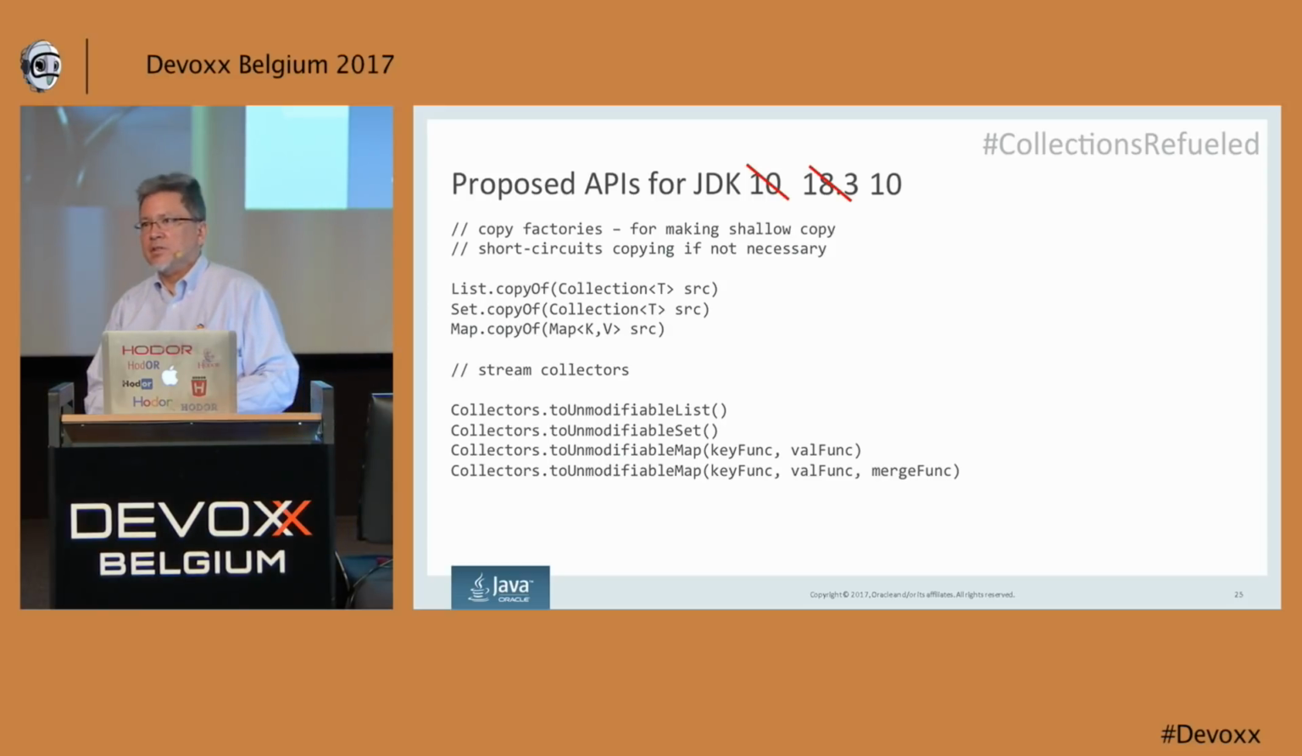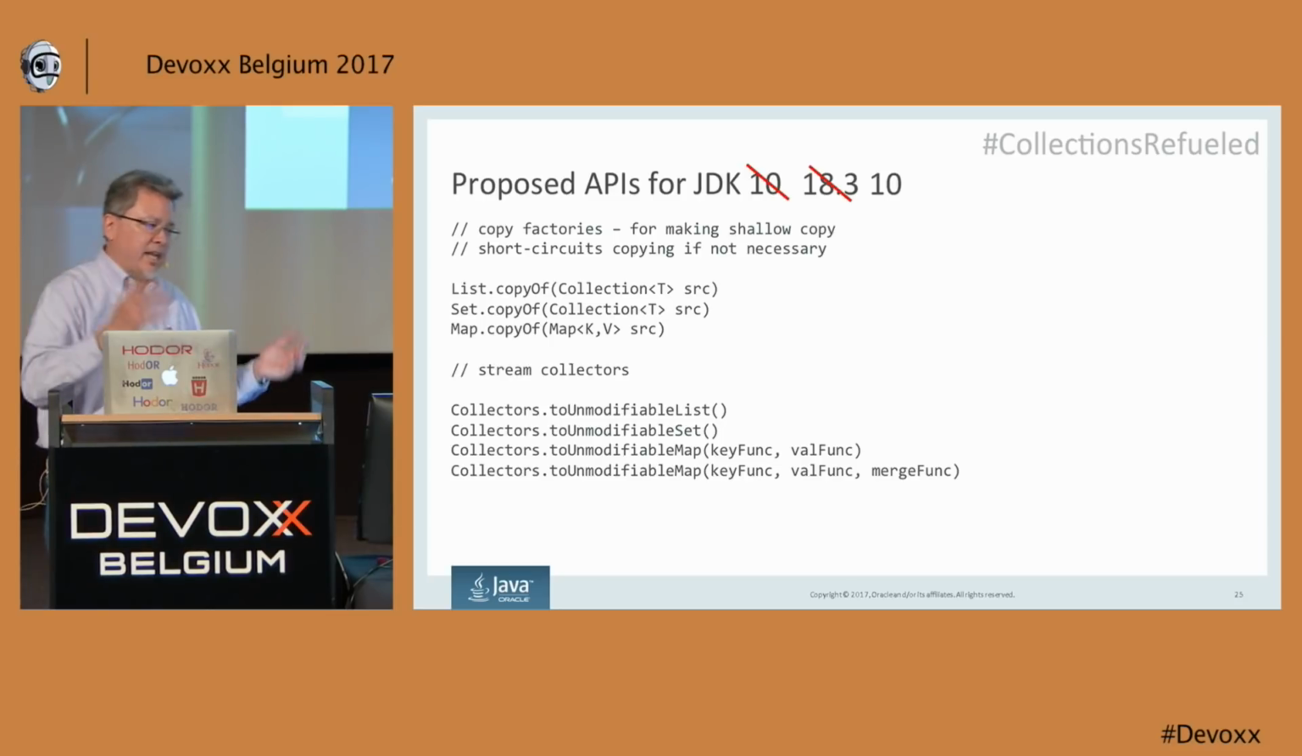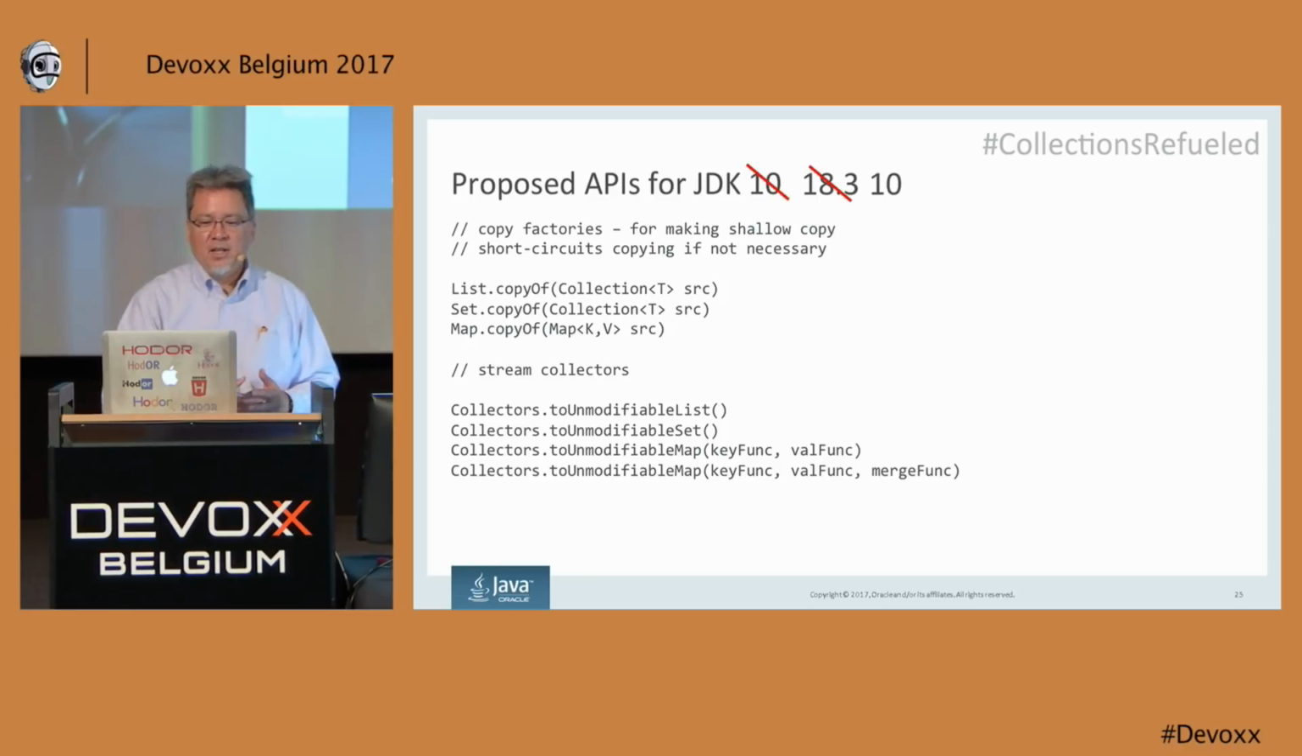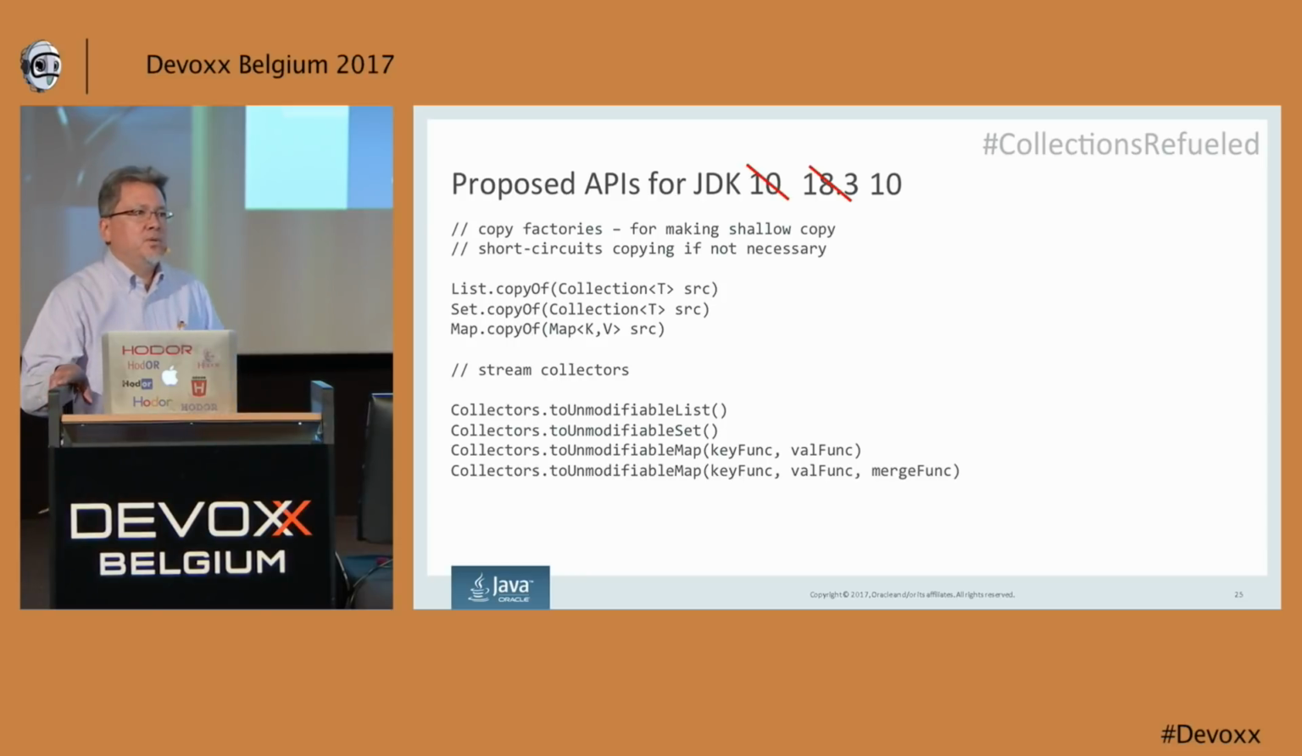So let's turn to the future and talk about what's going to go on in Java 10 or 18.3, or I guess we're now back to Java 10 here. We keep changing the versioning scheme. So this is a proposal that is currently out for review.